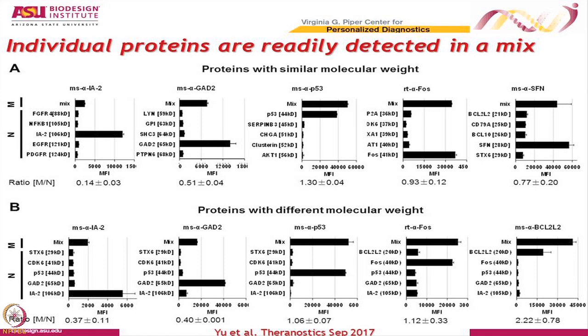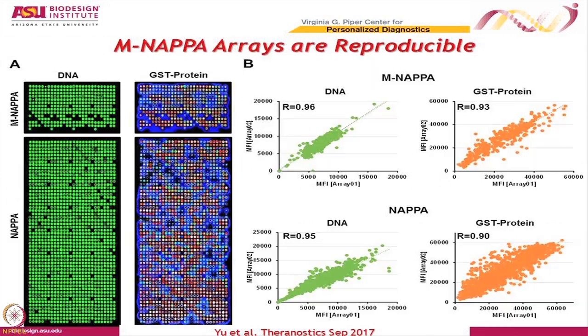But it gives you the idea that if you mix the proteins, you can still detect individual proteins in the mix. You still have the issue of having to figure out which one is which, but that will come later. So we decided to try to print a whole array, and this is the array we printed, and we wanted to make sure that the array was reproducible.